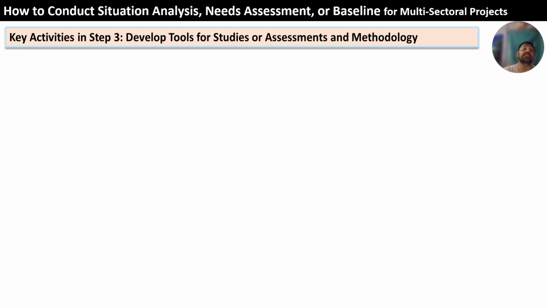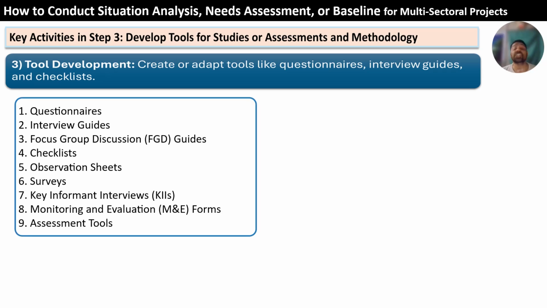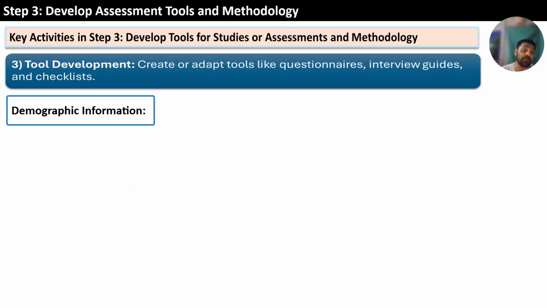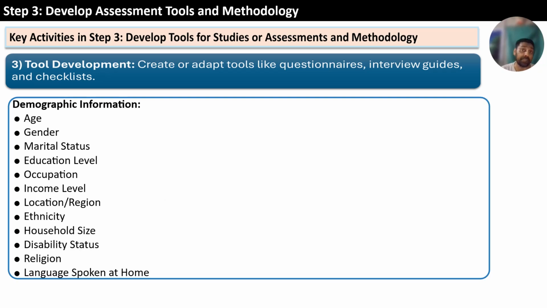Here are some examples related to tool development. Tools like questionnaires, interview guides, and checklists. You will need demographic information. Usually we add this section at the start of our tool. Demographic information is to collect data on population size, age, gender, household size, and other relevant demographic information.